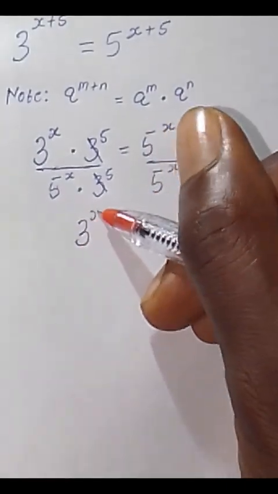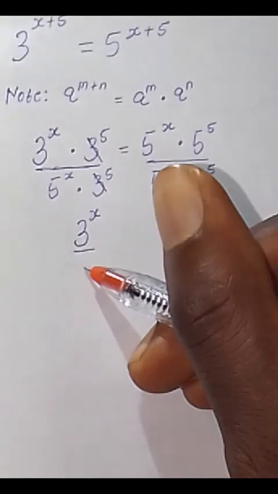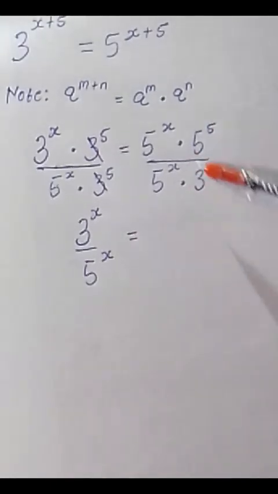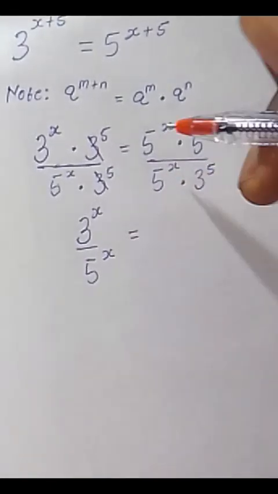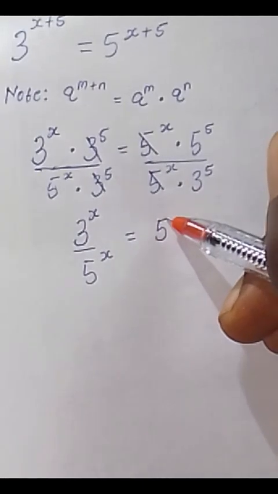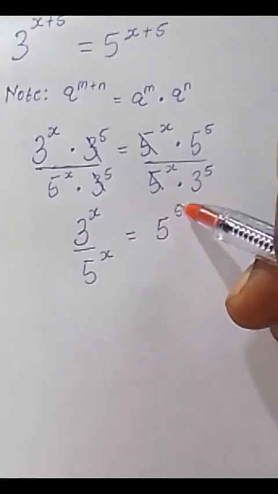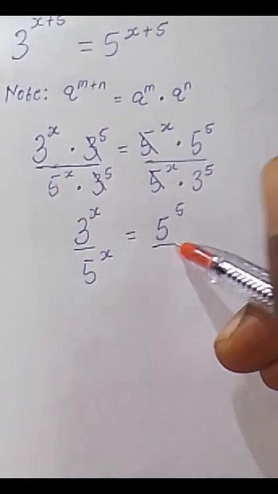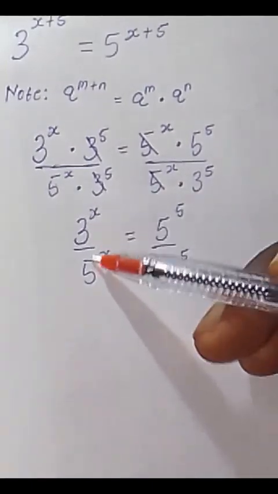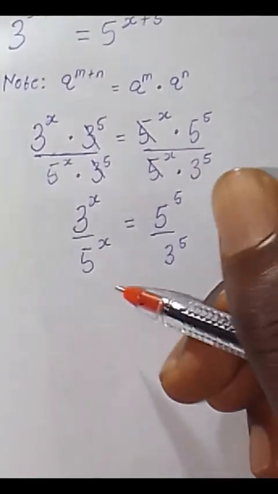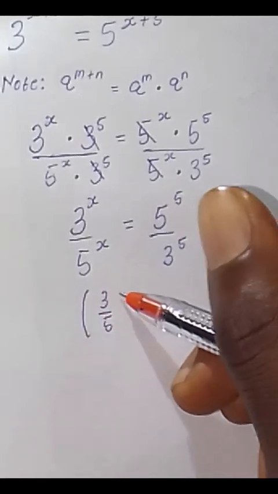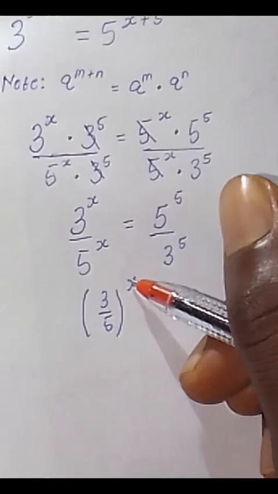We want 3 to power x over 5 to power x here. Then equals to, now what is the common value here? We can say 5 to power x and 5 to power x goes out. We are left with 5 to power 5 over 3 to power 5. Now we can see that the power is common to both numbers here, so we just bring it out in a bracket. This becomes 3 over 5, then in bracket, to power x here.